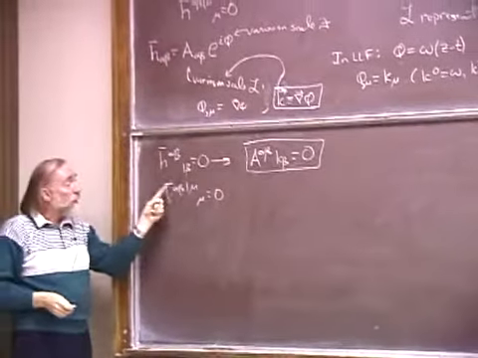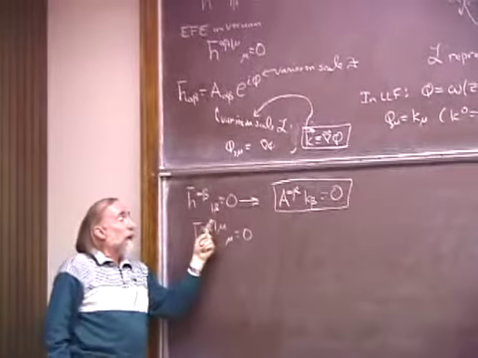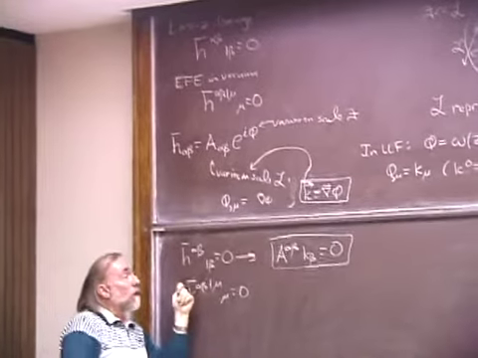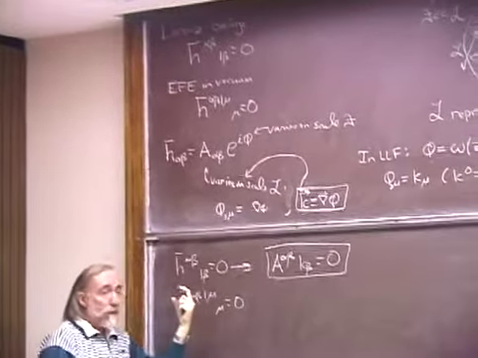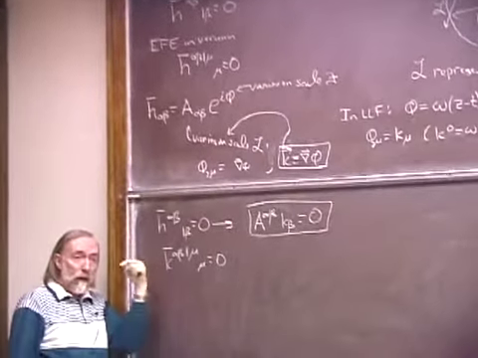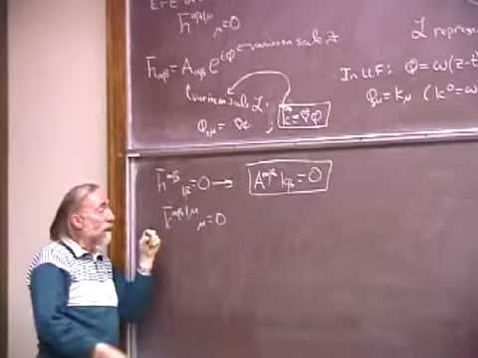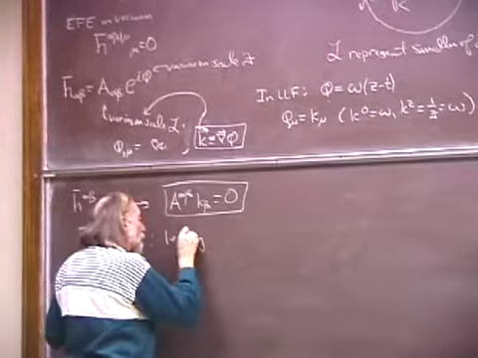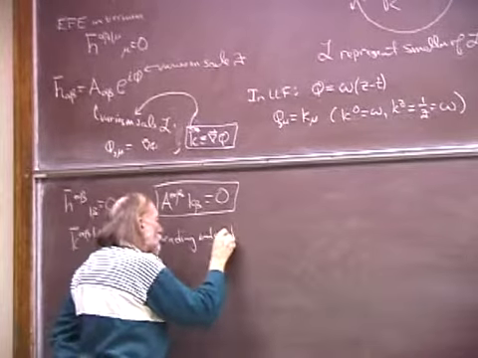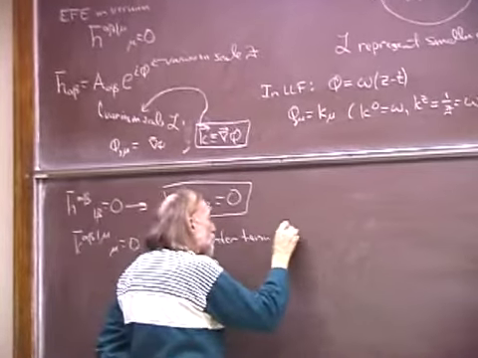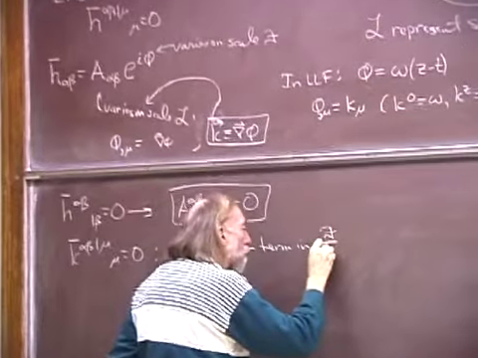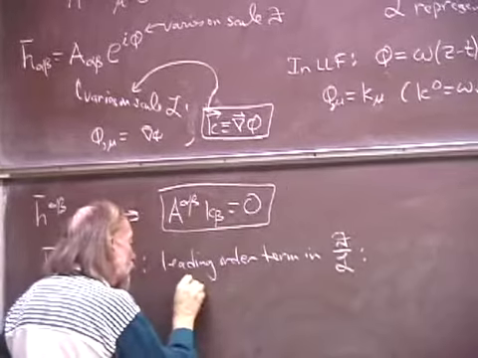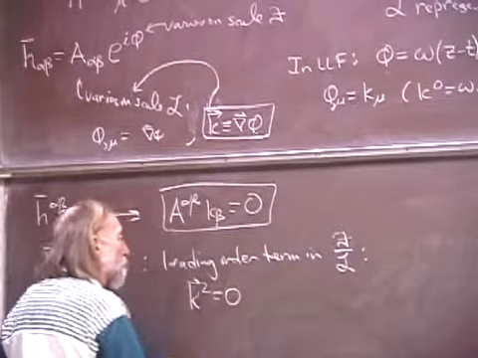When you put it into the wave equation, you then look at the leading order term in the power series expansion in reduced wavelength divided by the length scale L. So you look at the leading order term in this small quantity lambda bar over L. And that gives you the fact that K is null.